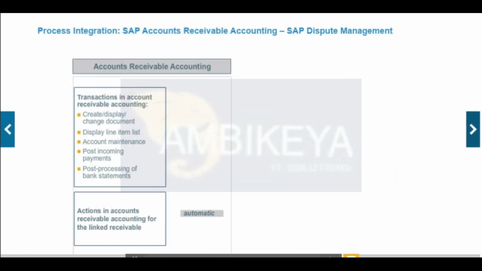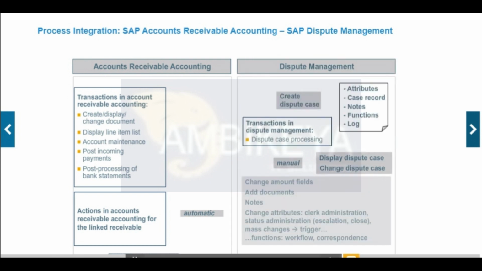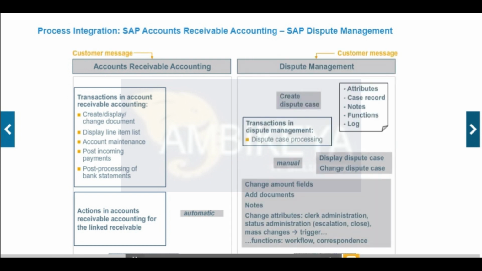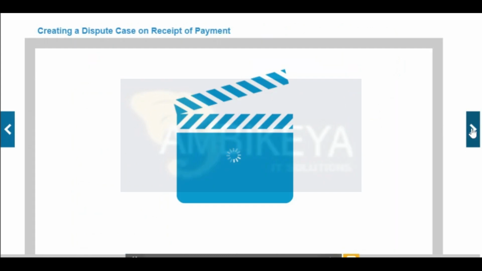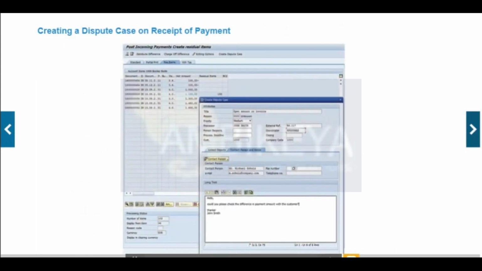Process integration into financial processes has the following aspects. Integration of dispute management functions such as creation, display, and editing of dispute cases in financial processes or transactions. Automatic update of dispute cases by certain financial transactions. Automatic update of items in dispute cases by certain actions in the dispute management component. This figure depicts creating a dispute case on receipt of payment.